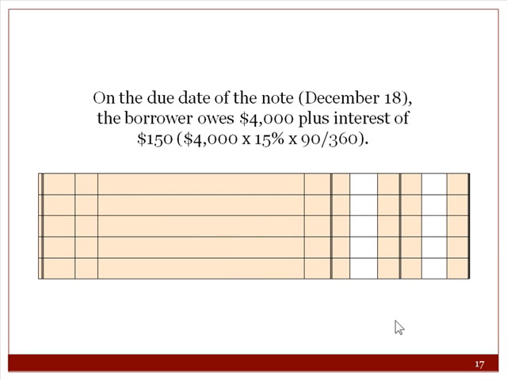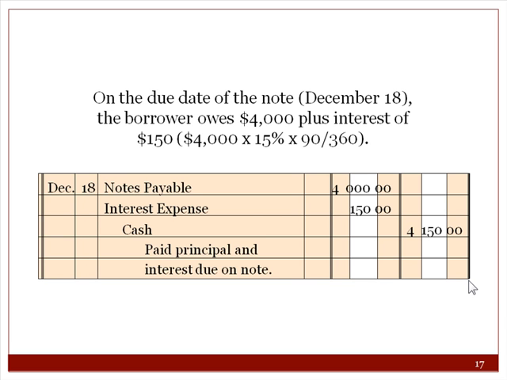On the due date of the note, which is December 18th, the borrower owes $4,000 plus the interest. So it was a 15% 90-day note over 360 days, so that's $150. So the note is taken off your books. There's interest expense for the $150, and there's cash for the total amount that you paid.